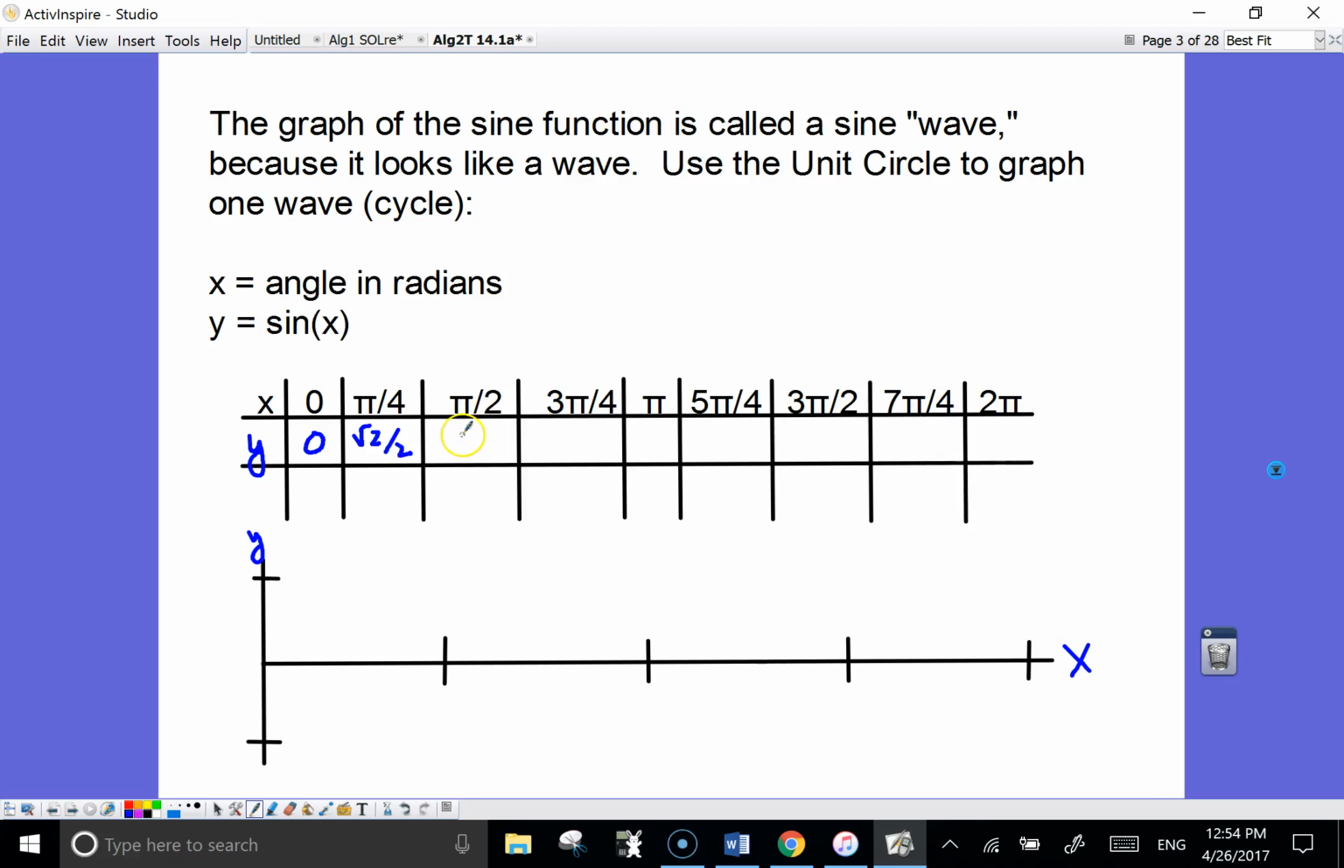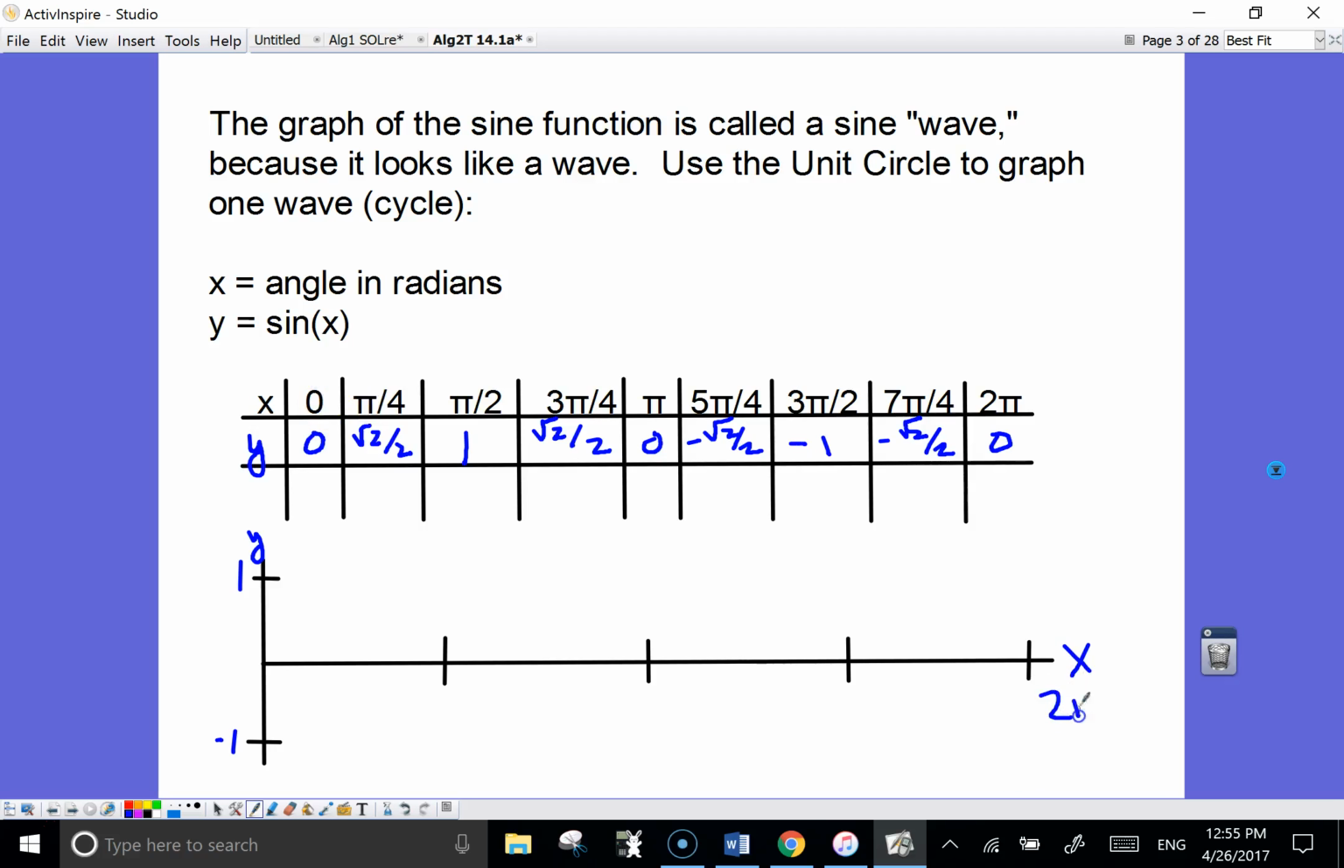At pi over 2, 1. At 3 pi over 4, root 2 over 2. At pi, 0. 5 pi over 4, negative root 2 over 2. At 3 pi over 2, negative 1. At 7 pi over 4, we are at negative root 2 over 2. And at 2 pi, we're back to 0. So in order to graph these on the axis, I'm going to go from negative 1 as the minimum and 1 as the maximum. I know that on the x-axis, I need to be going from 0 to 2 pi.